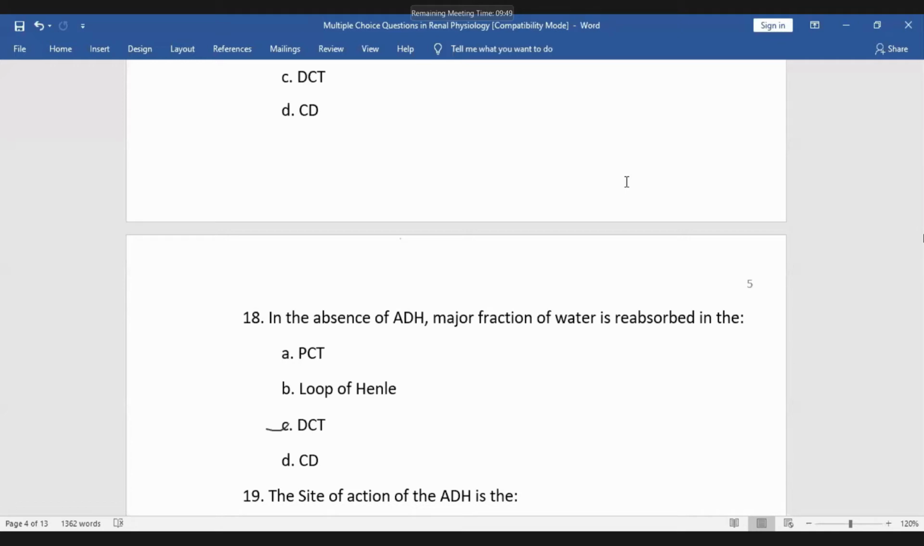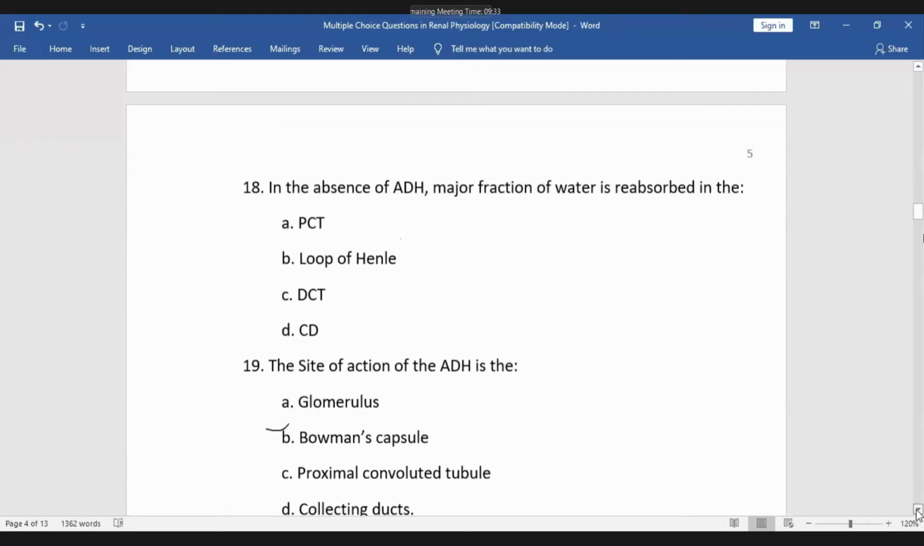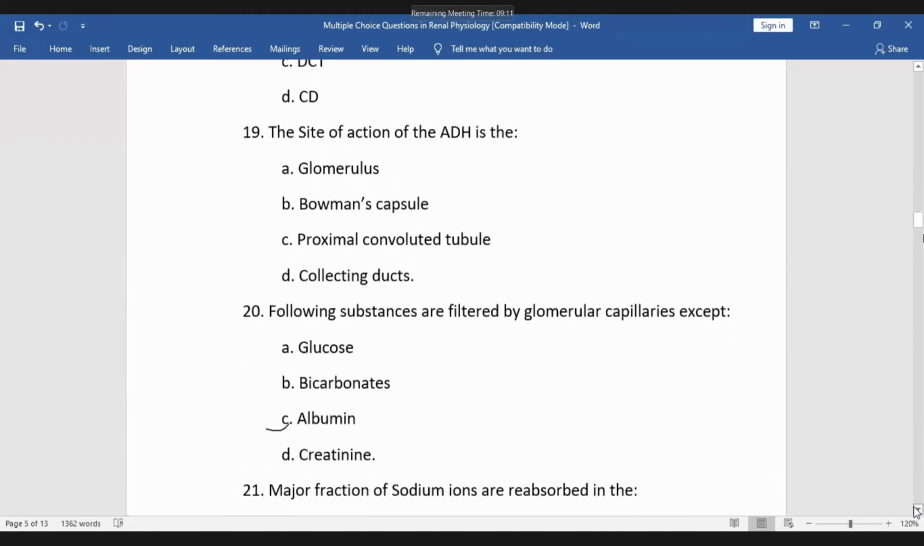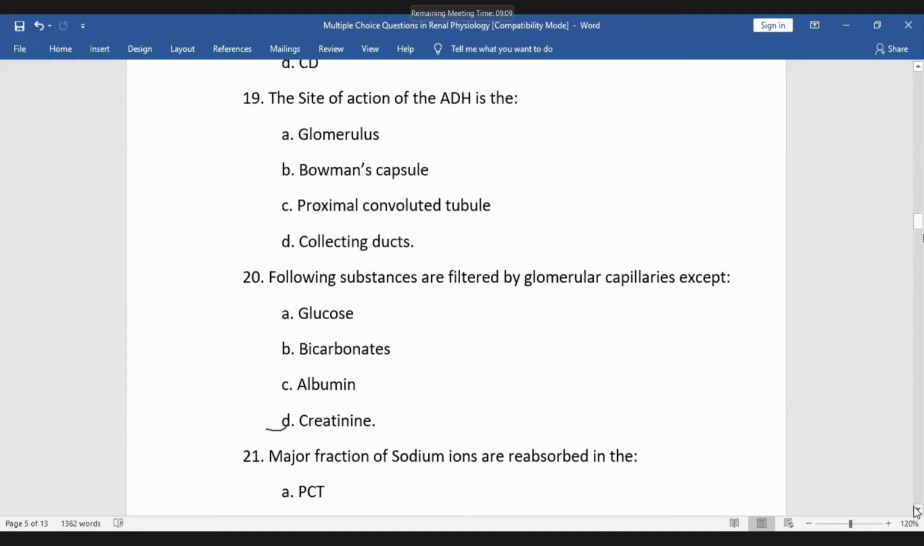So one more thing I want to tell you. If it stops, we will try to reconnect it again, because I want you to discuss the whole thing today. I have still collected a lot of material. Coming to another related one: site of the action of ADH is where? Collecting ducts. Yes, you are right. Following substances are filtered by the glomerular capillaries, except what?